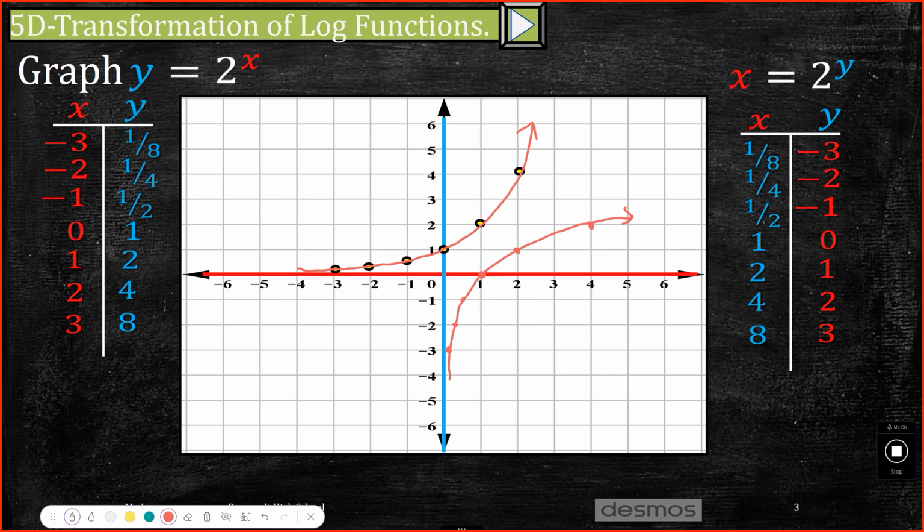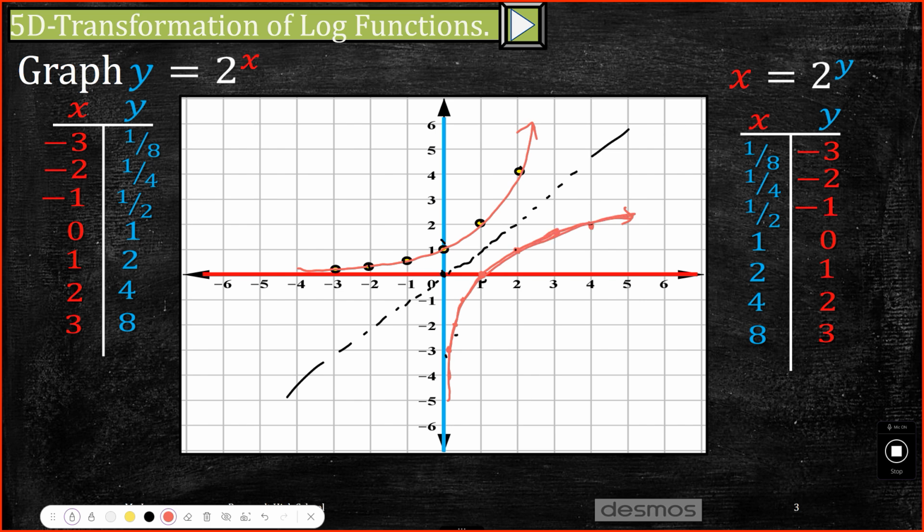With respect to y equals x, it's reflected, and you could see that that point lands on this, on this, and on that. They're inverse functions of each other. So this right here is going to become a new function right here.